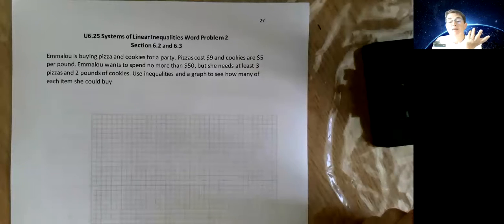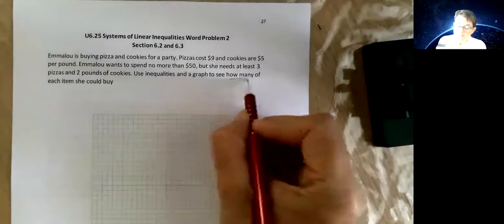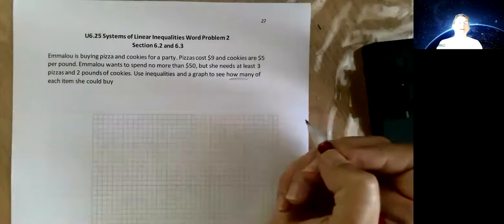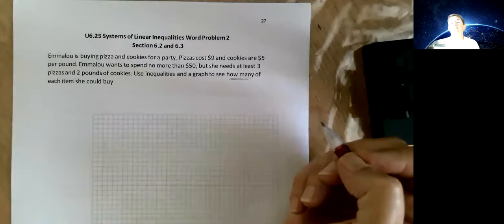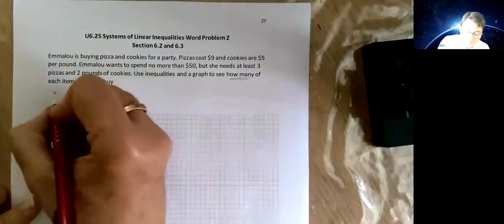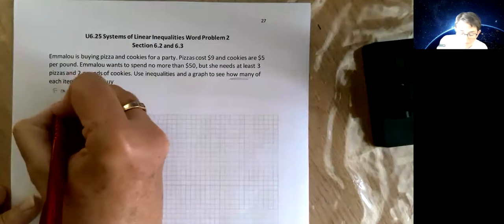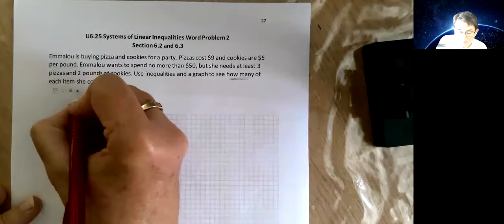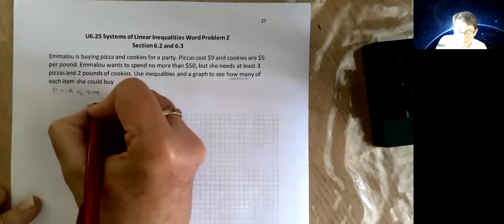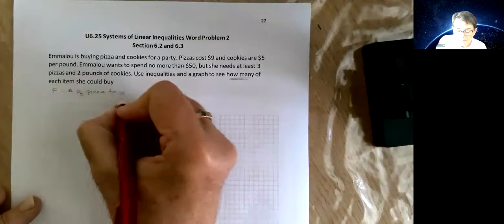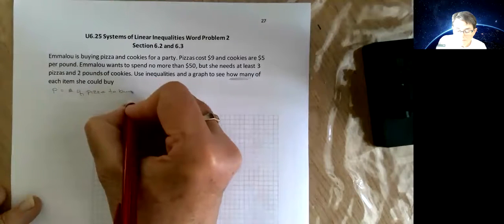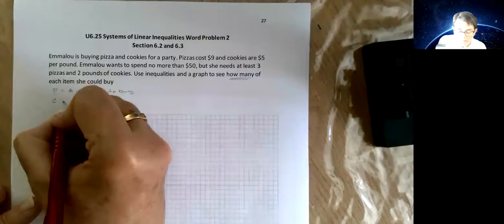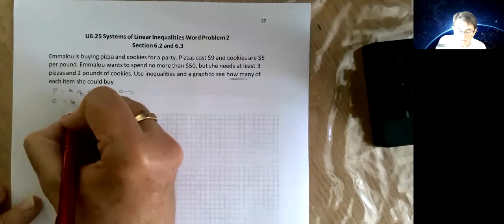So number one thing you always look at is, what do you actually have to figure out? What's the question asking you to do? Well, it kind of gives you a hint there. We want to know how many of the cookies and how many pizzas she should buy. So P is the number of pizzas to buy, and C is pounds of cookies.